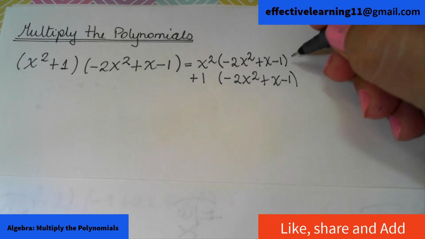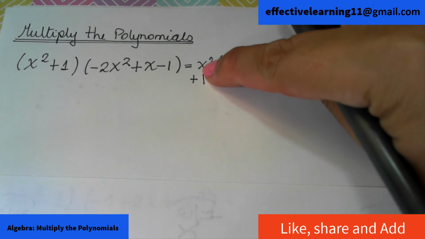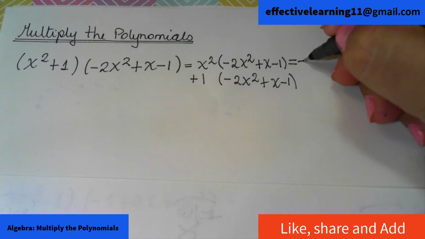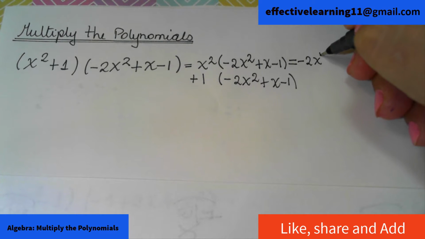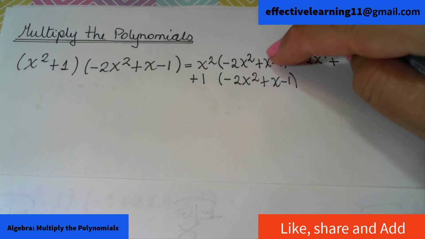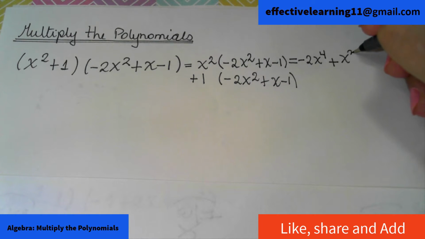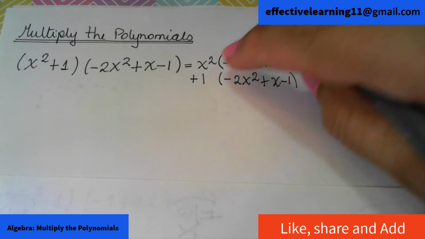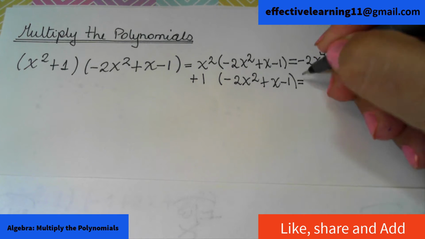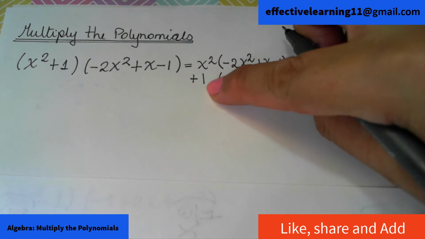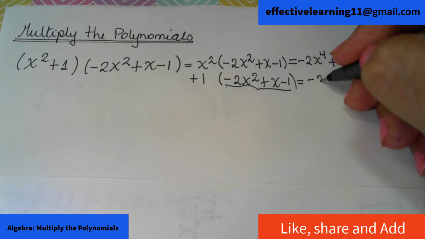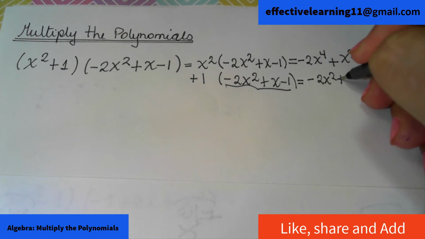Okay, so this is equal to x squared times this expression. x squared times negative 2 is negative 2x with exponent 4, because 2 plus 2 is 4, plus x squared times x is x cubed, minus x squared times 1 is x squared. Now all of this expression times 1, any of this is the same, so you're going to copy negative 2x squared plus x minus 1.